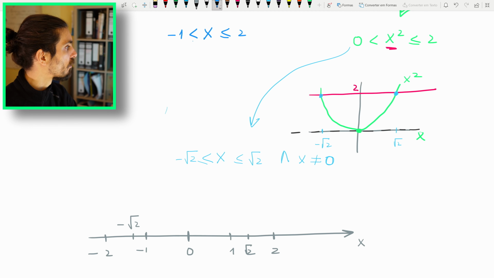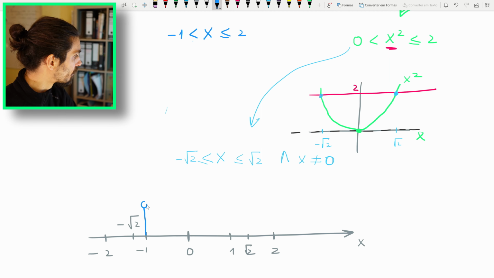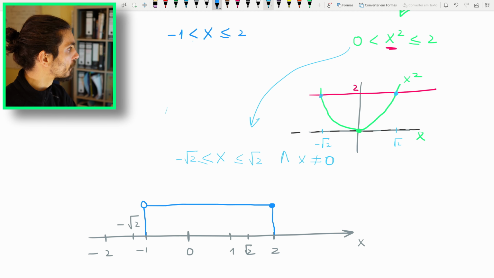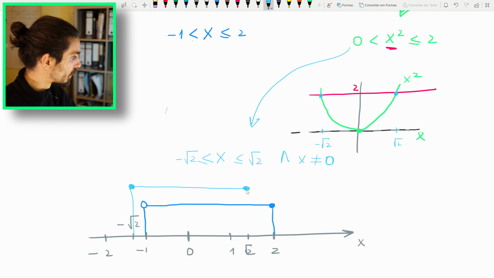Now let me draw each one of these sets. The first one is between minus 1 and 2. So minus 1, it's here. It's open, and now the set contains all the x's up to 2 here, including the 2. So it's closed here. For the second set here, let's draw it. It includes the minus square root of 2, so it's closed. It goes up to the square root of 2, it is closed. However, it is open here at the 0.